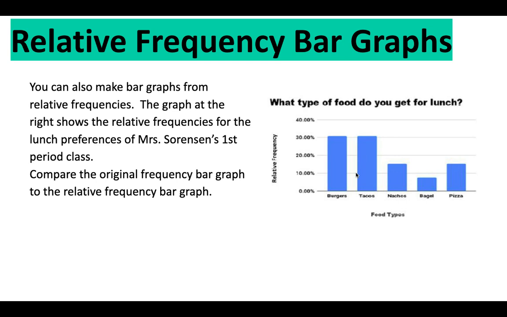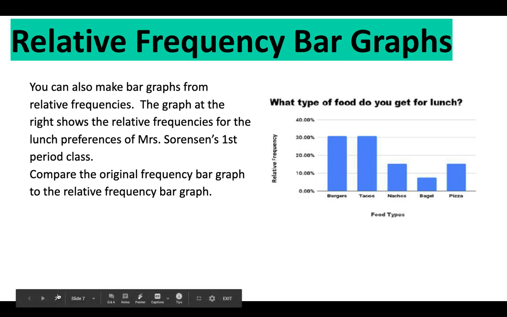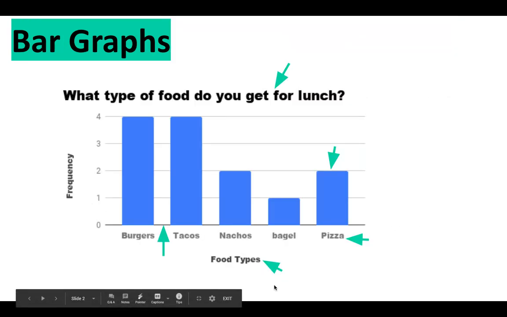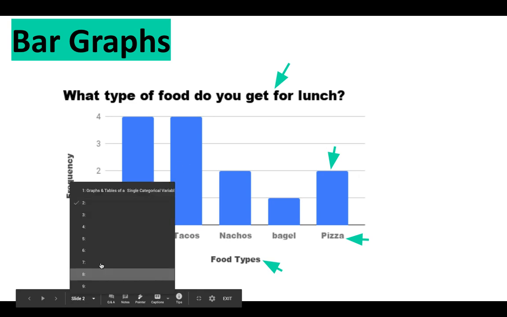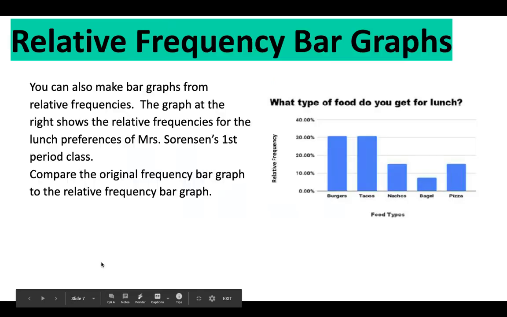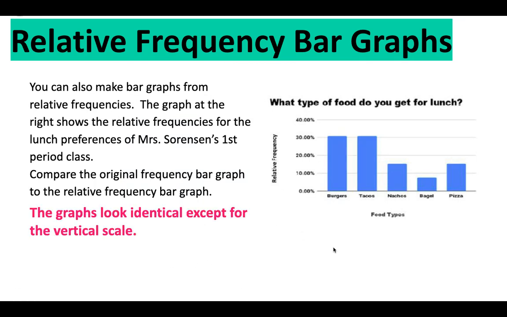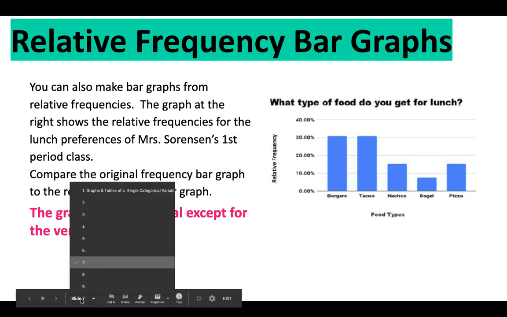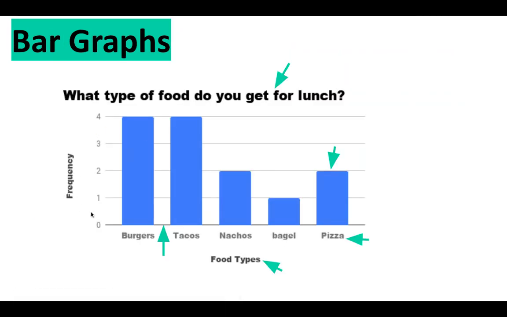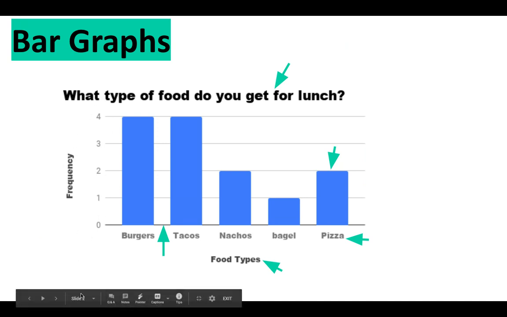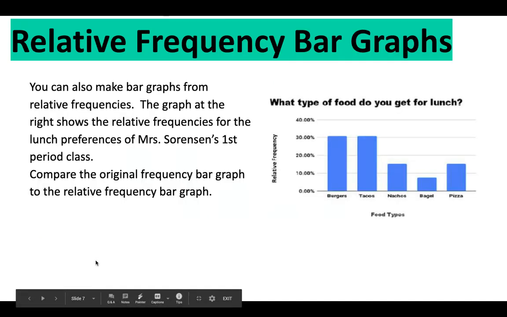So when I compare this graph to our original bar graph for that data and look at how they look, you'll notice they look pretty similar, right? The only real difference in terms of how they look is the y-axis. Our vertical scale is now percentages instead of, on the original graph, numbers or frequency. So how many versus what percent.